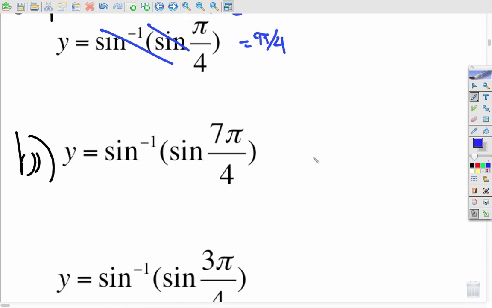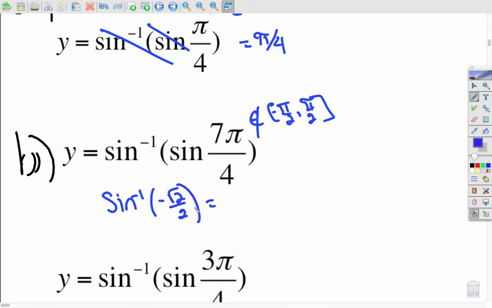Okay, example B. 7 pi over 4 does not lie between negative pi over 2 to pi over 2. So we must evaluate the function first. So the sine of 7 pi over 4 is negative root 2 over 2. And then take the inverse sine of that. So when do we get that? Between negative pi over 2 to pi over 2 at negative pi over 4.